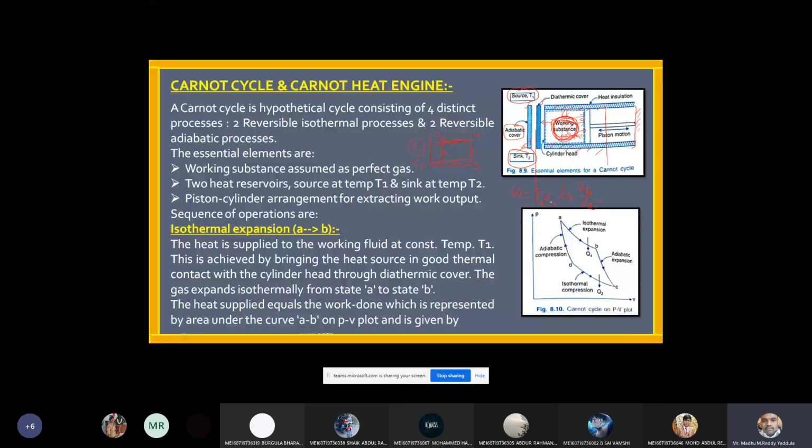This is the work done during the isothermal process. Clear, first process, isothermal expansion? Yes, sir. Right, the next process is the adiabatic expansion, right?